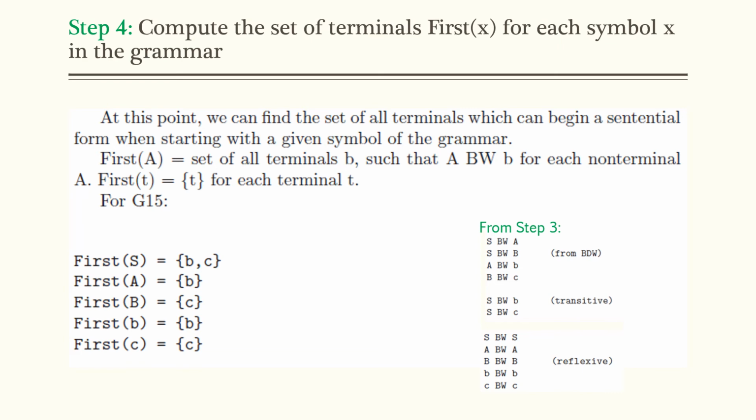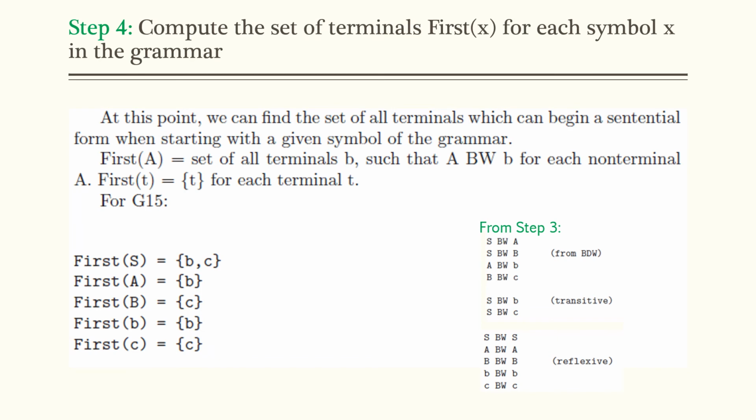We need to find a first X. First X here would mean a non-terminal as well as a terminal in the grammar that we have. So in this case, we are referring to grammar 15. So we have S, A, B as non-terminals, and a terminal B and a terminal C. So we need to find this in these steps.